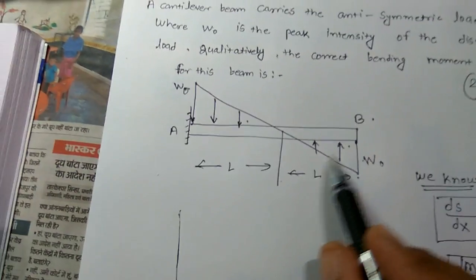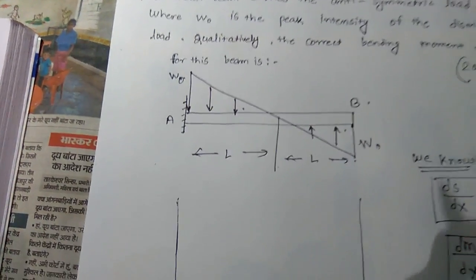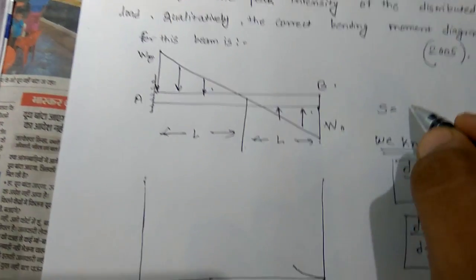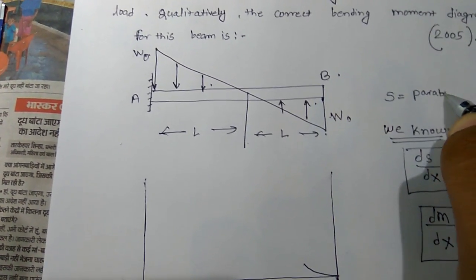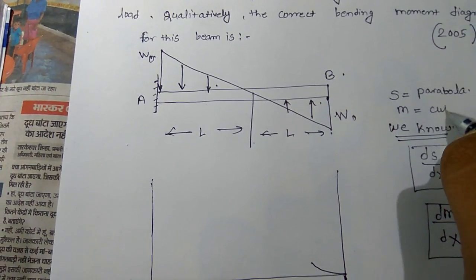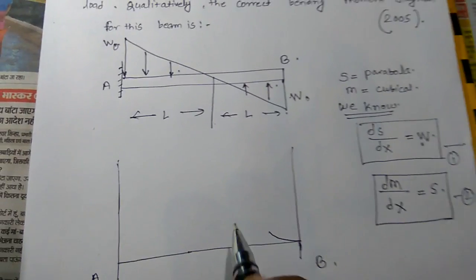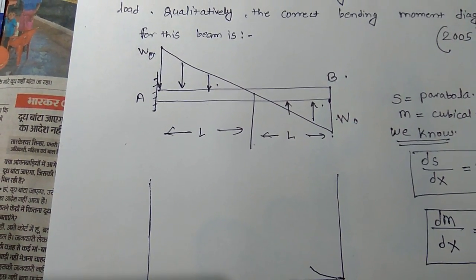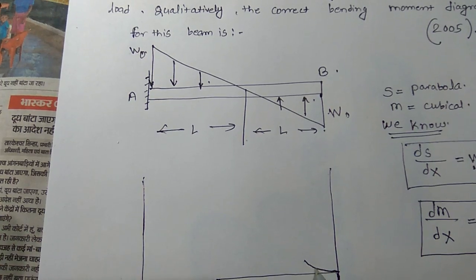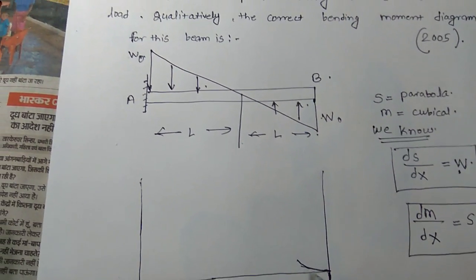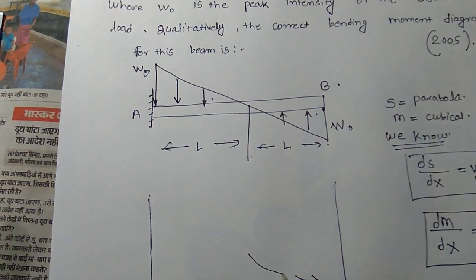It is the uniformly varying load, so the shear force will be a parabola, and the bending moment diagram will be cubic. So we draw the cubic shape bending moment diagram. The slope of the bending moment diagram becomes 0 at point B and this continues up to length L.